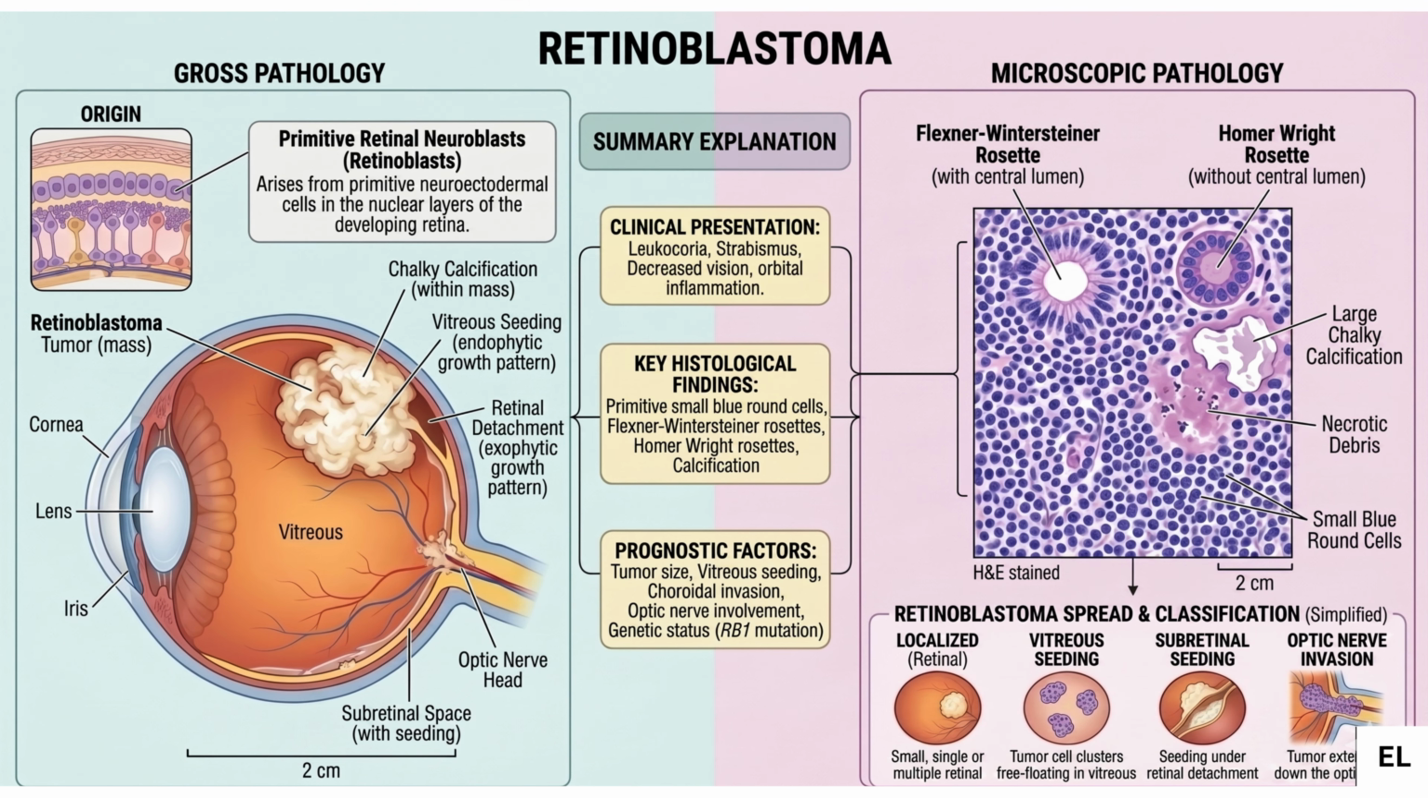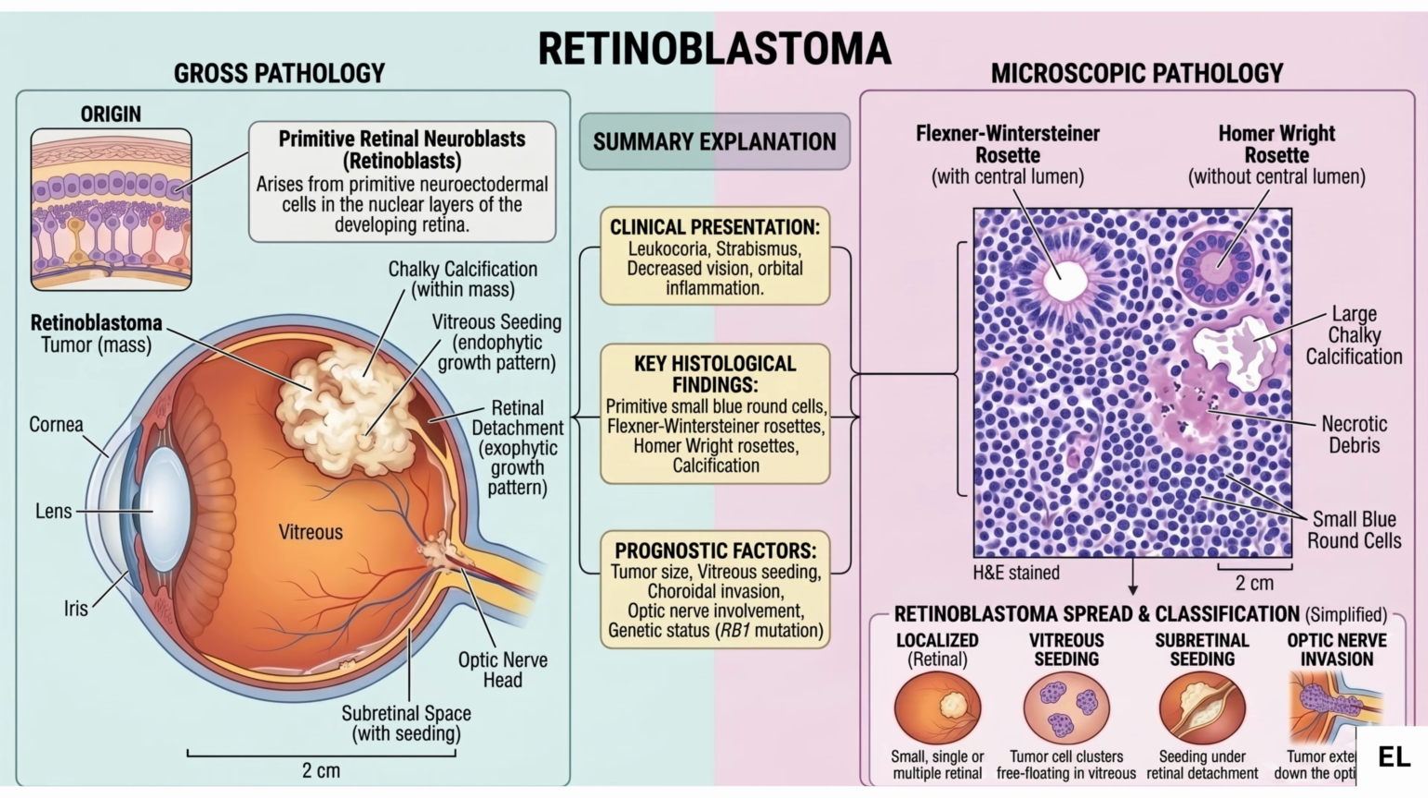Today, we are going to do a quick, high-yield review of retinoblastoma, the most common primary intraocular malignant tumor of childhood. Retinoblastoma is a highly important pediatric tumor because it arises from immature retinal cells and is strongly associated with mutations of the RB1 tumor suppressor gene. Early diagnosis is critical because the disease can threaten both vision and life if it spreads beyond the eye.